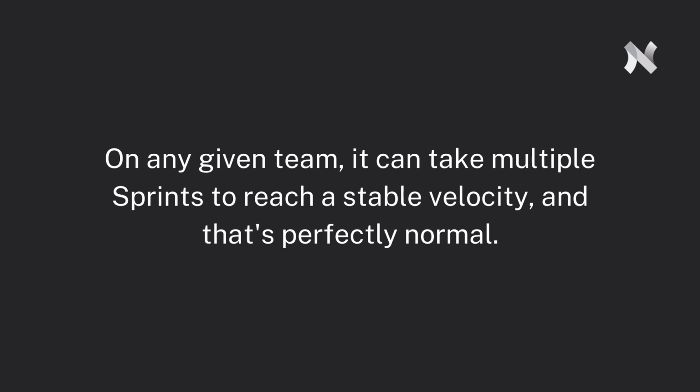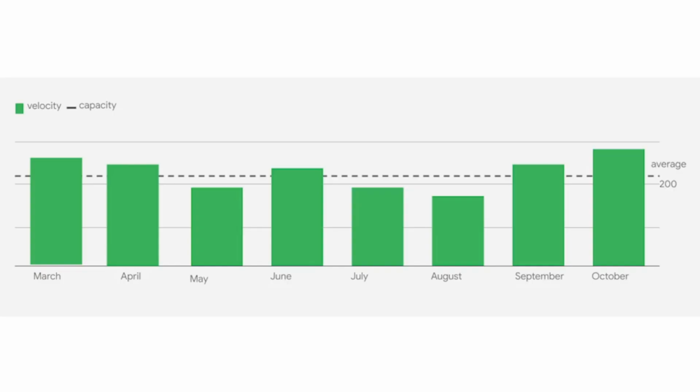On any given team, it can take multiple sprints to reach a stable velocity, and that's perfectly normal. As the team gets used to estimating and working together, the velocity should begin to stabilize. Now you know how to define velocity, velocity trends, and burndown charts. You also learned a bit about how an Agile team reaches a stable velocity, and what that entails. Using these tools is essential to any high-performing Scrum team. They are powerful means to achieve execution predictability.